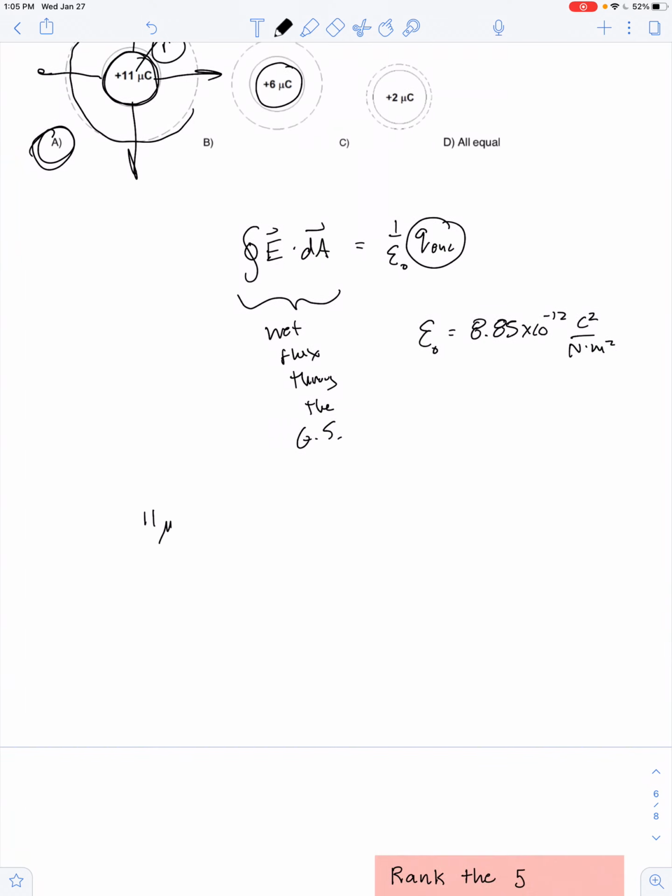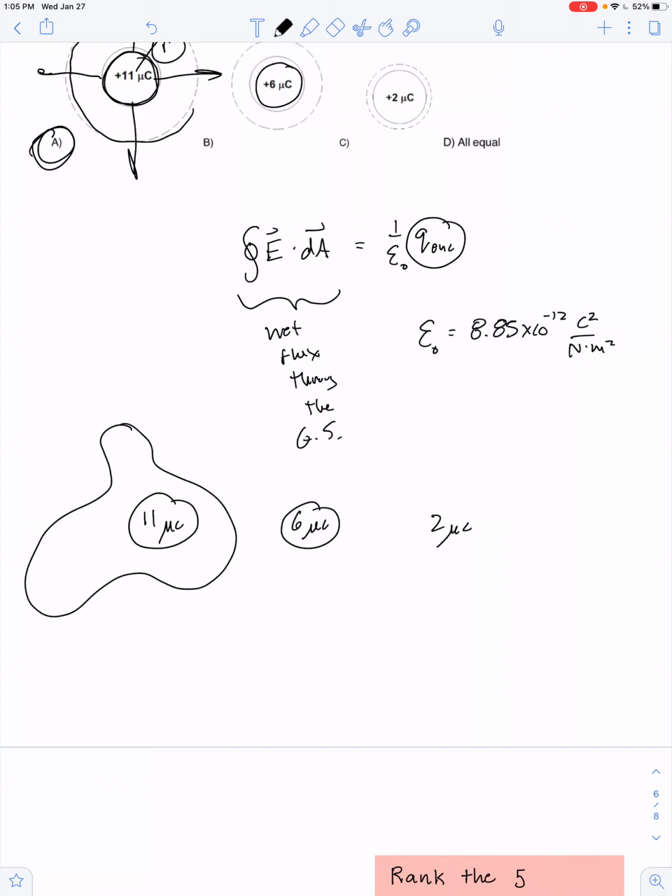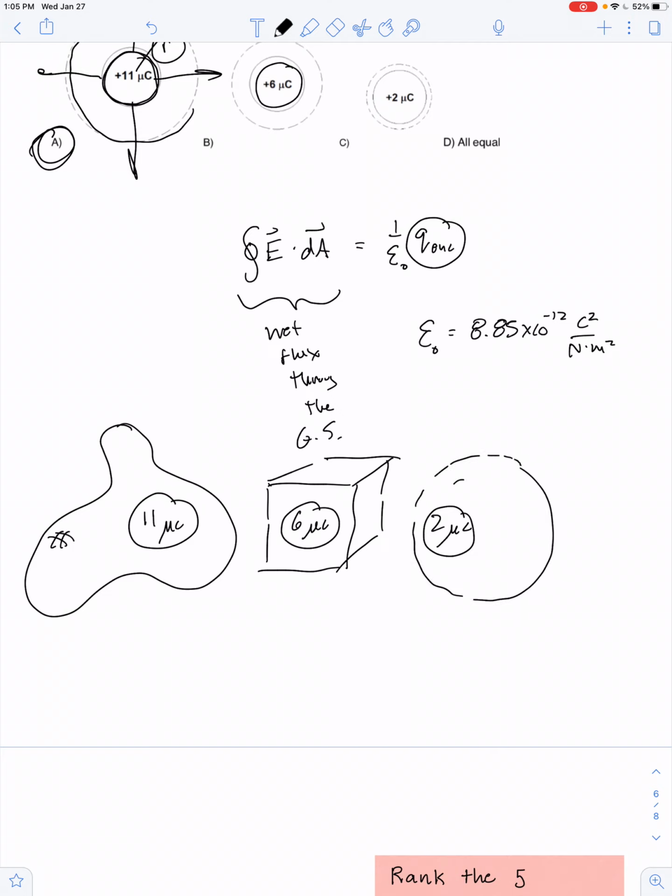We've got 11 microcoulombs, 6 microcoulombs, and 2 microcoulombs, and in case A, the Gaussian surface is this weird shape. In case B, the Gaussian surface is a cube, and in case C, the Gaussian surface is a sphere, but a sphere that's not concentric with the charge in question. Well, then you might say there's no way to answer it because we can't use Gauss's law. No, Gauss's law is true. It doesn't matter what the shape is.